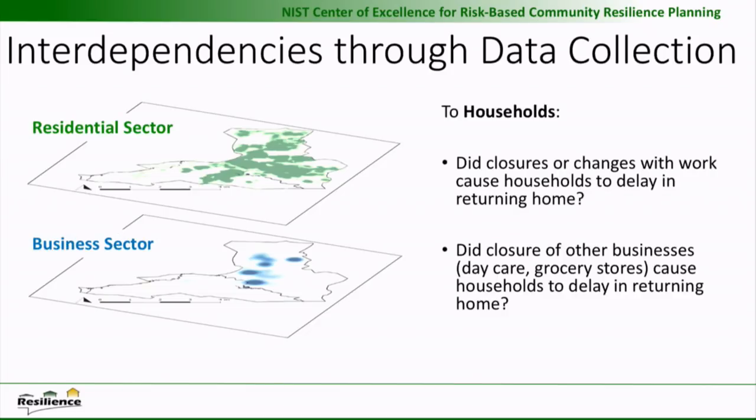So again, we want to understand the dependence of household return on the status of the place of employment and the status of key businesses that provide services to that household. So our questions to households ask about closures and changes of the workplace and whether that causes a delay in their returning home following the event. And then we also ask, did the closure of businesses, these supporting services that people are reliant on, cause a delay in their returning to their home? So again, giving us this connection between the residential sector and the business sector.